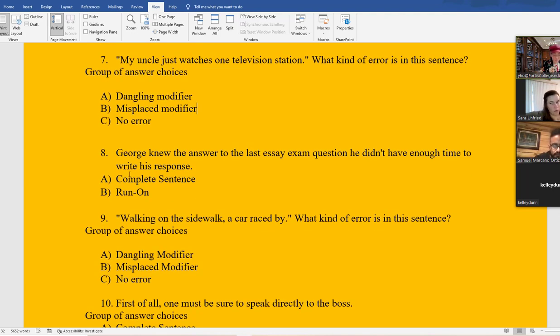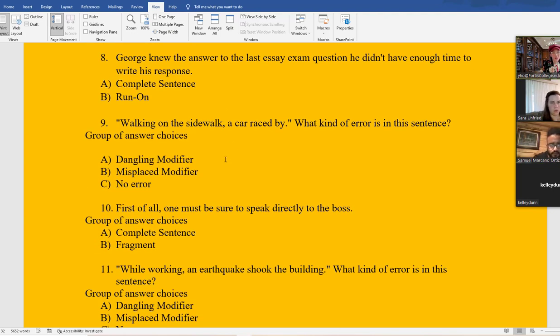Is this a complete sentence or a run-on? George knew the answer to the last essay exam. He didn't have enough time to write his response. Run-on. Walking on the sidewalk, a car raced by. Is that a dangling modifier or a misplaced modifier? It's dangling because it's missing "while I was walking on the sidewalk."